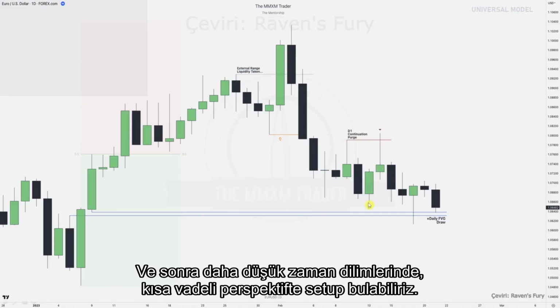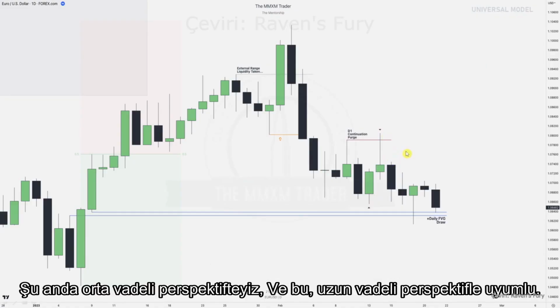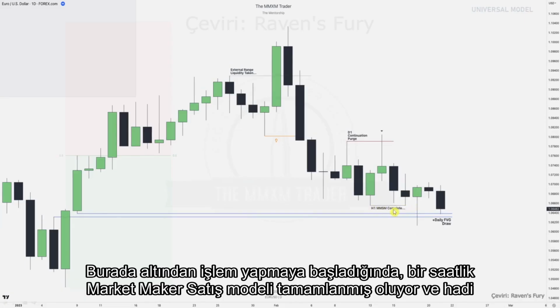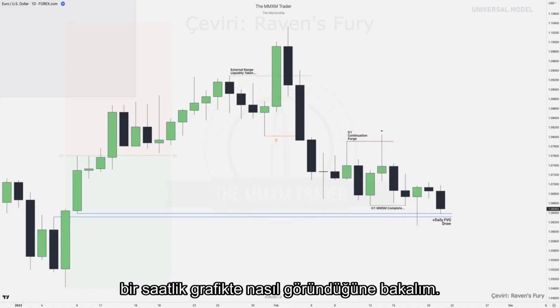And then in the lower time frames, the short-term perspective, we can find our setup. So right now we're on our intermediate term perspective, right? And we have that in line with our long-term perspective. Once you trade below here, we have that 1 hour market maker sell model completed, and let's look at how that looks on the 1 hour time frame.